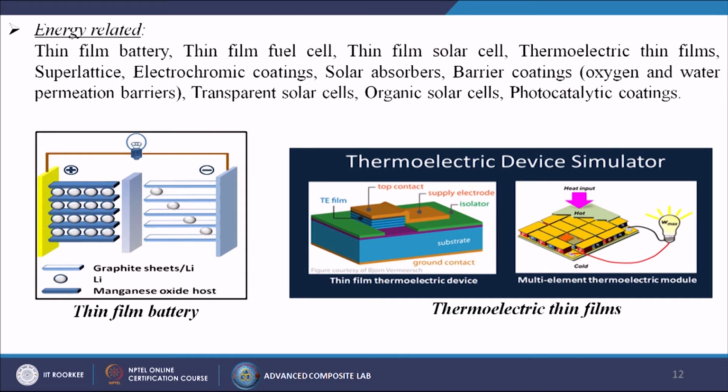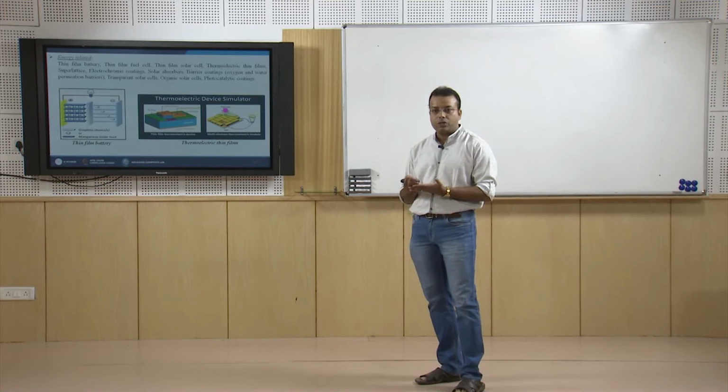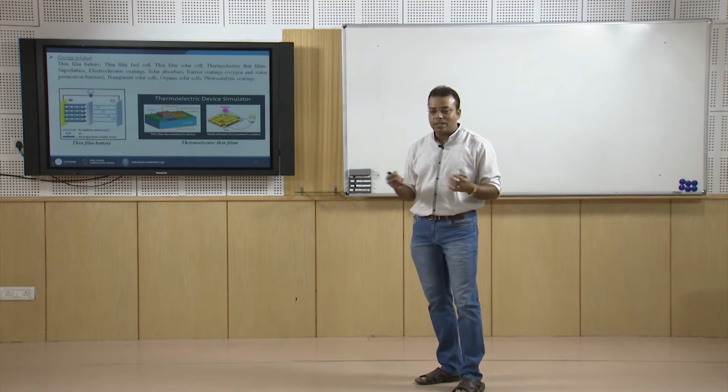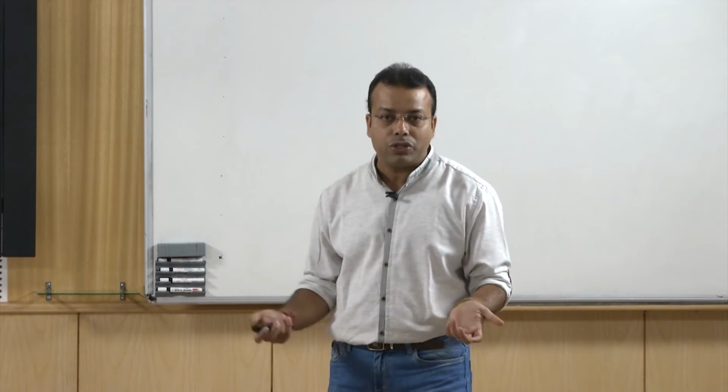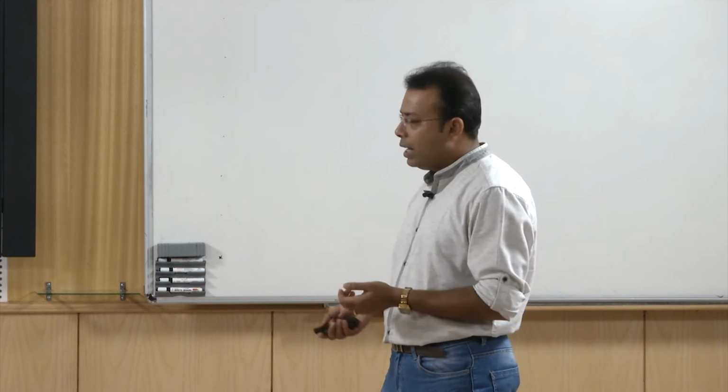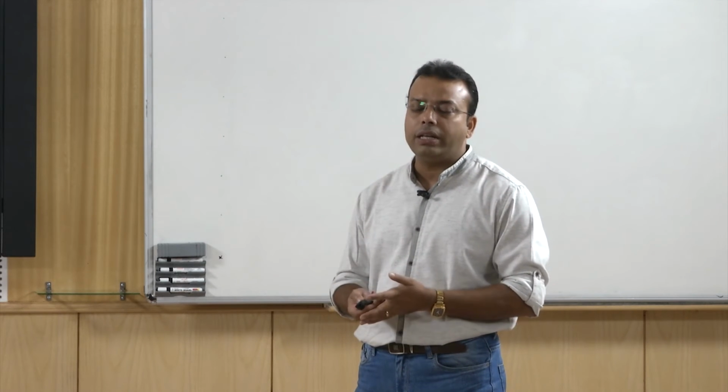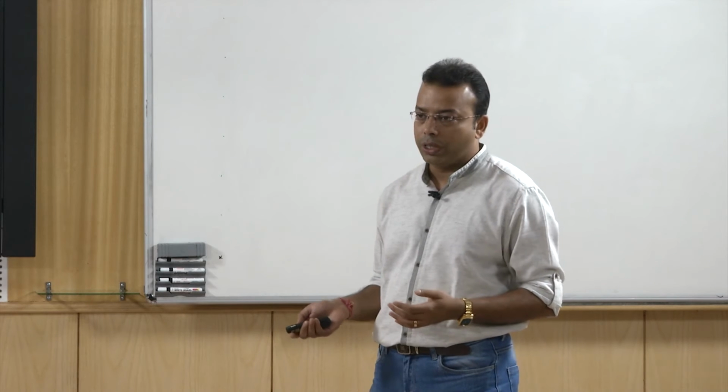So, from this particular figure we can understand that we are using it for the thin film battery, where we are using some graphite sheets with lithium, then manganese oxide host materials, or maybe a layer by layer technique. We are using some kind of thermoelectric thin films. We are adapting it onto some substrate so that it can generate a certain kind of electricity, or by applying heat it can change into some other energy forms. So, there are several types of applications where we can use these thin film depositions.